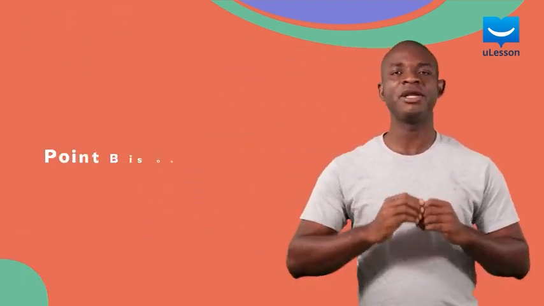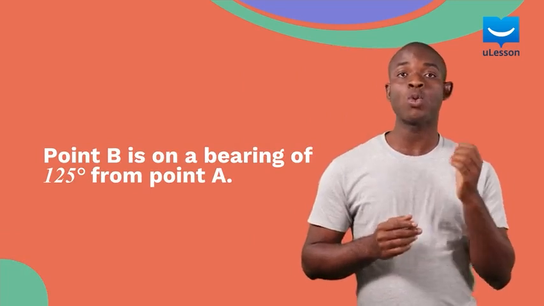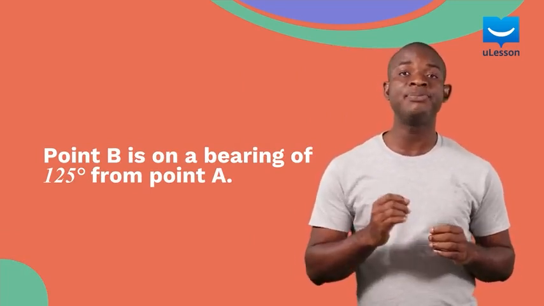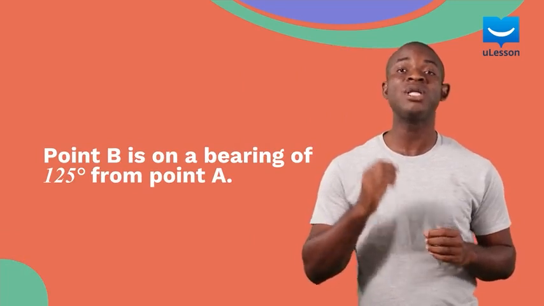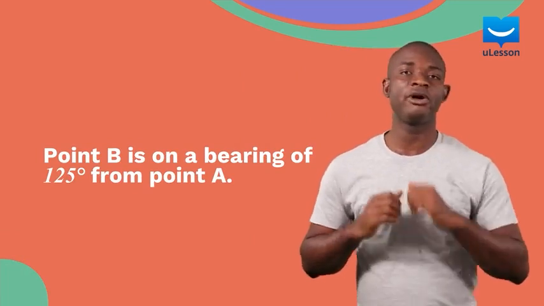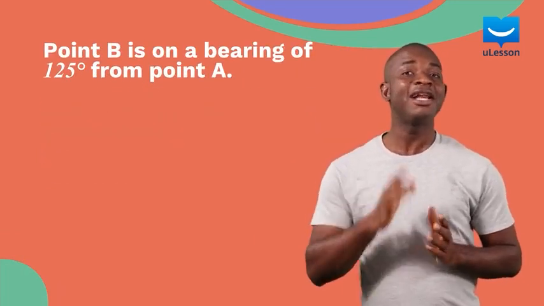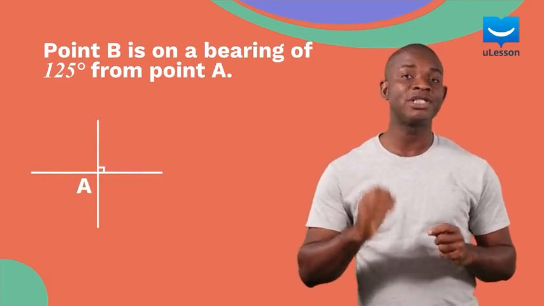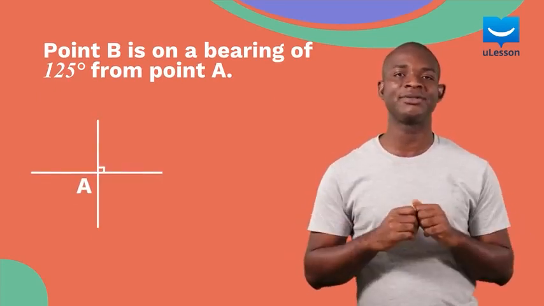So, if the bearing of a point, say B, is 125 degrees from point A, it means that point B is in the direction of 125 degrees from the north of A. Now, let's locate the north of A and measure 125 degrees in the clockwise direction.